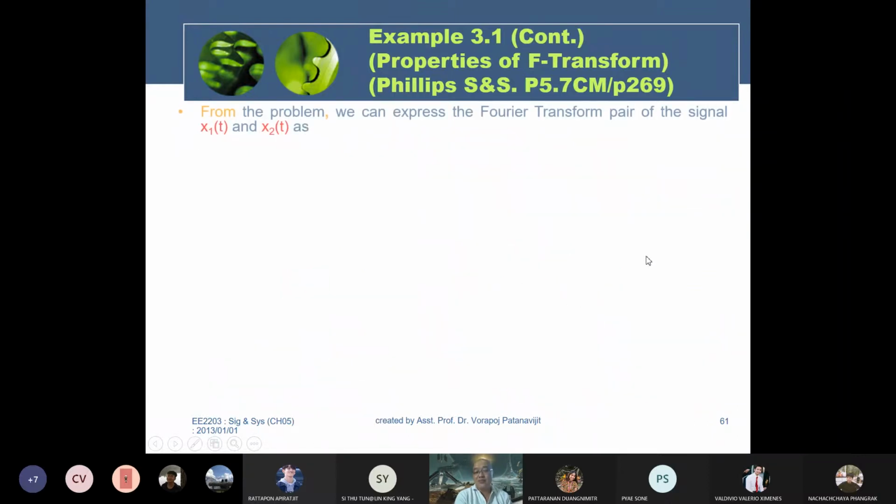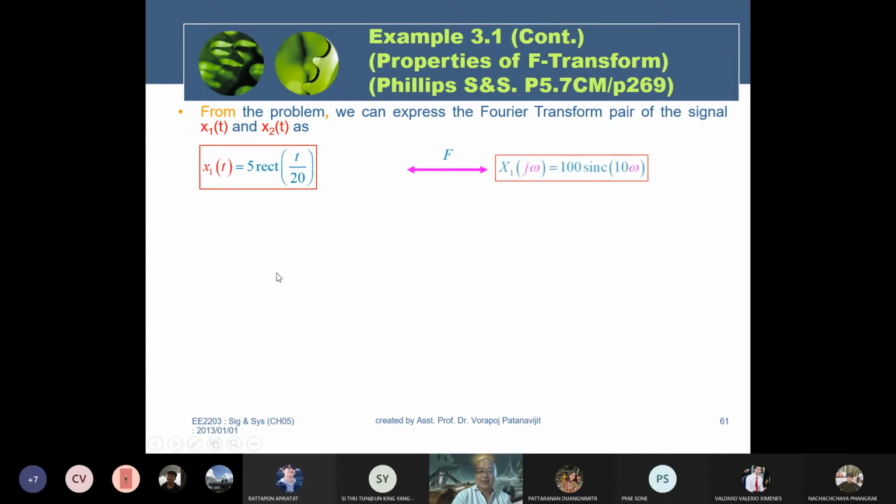Now, from the problem, we can express the Fourier transform pair of the signals x1 and x2 here. You can use the table, or you can determine the Fourier transform of x1 by hand.